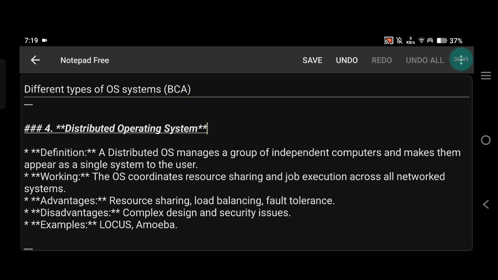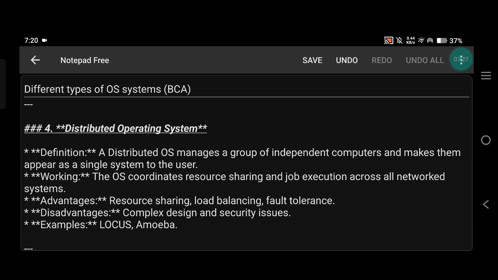Fourth is distributed operating system. Definition: a distributed OS manages a group of independent computers and makes them appear as a single system to the user. Working: the OS coordinates resource sharing and job execution across all networked systems. Advantages: resource sharing, load balancing, fault tolerance. Disadvantages: complex design and security issues. Examples: Locus and Amoeba.